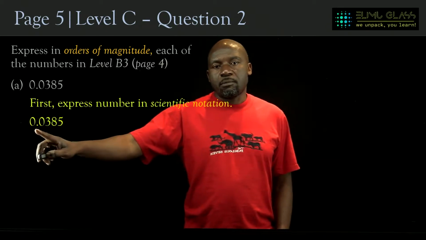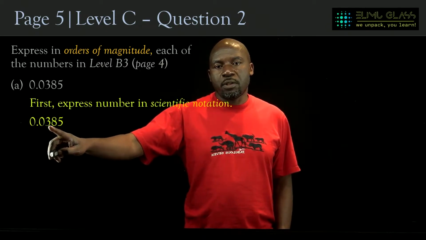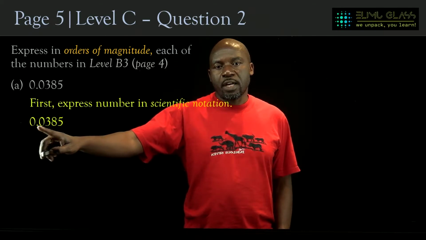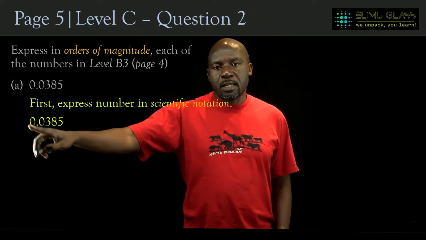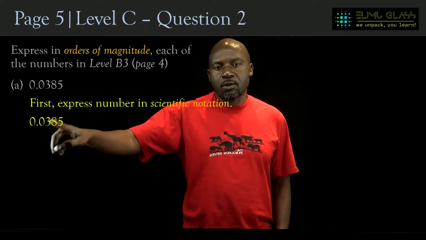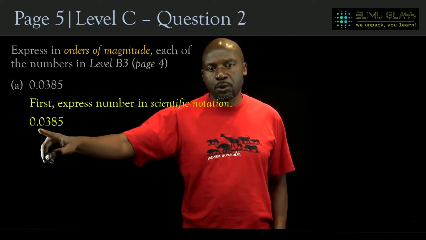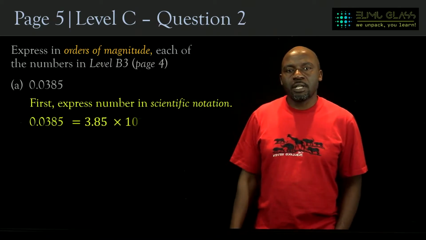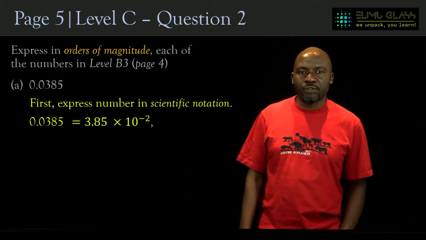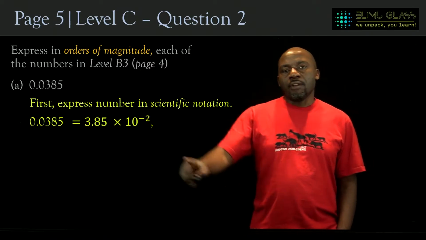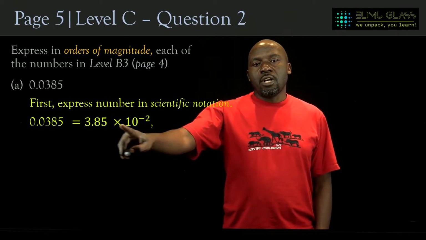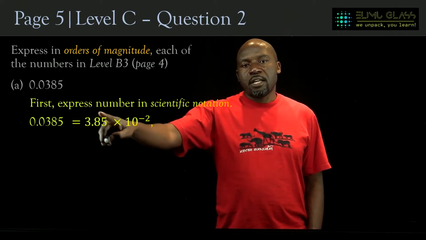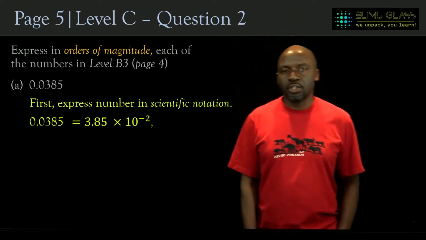0.0385. The decimal point is going to move between 3 and 8, so that is 2 decimal places, and this number is less than 1, so k is going to be -2, and so we can write this as 3.85 times 10 to the power of -2. Now this is already in orders of magnitude, so we need to express 3.85 in orders of magnitude.